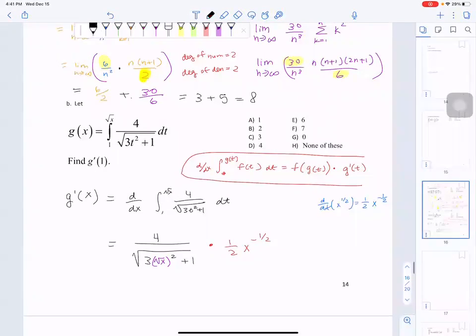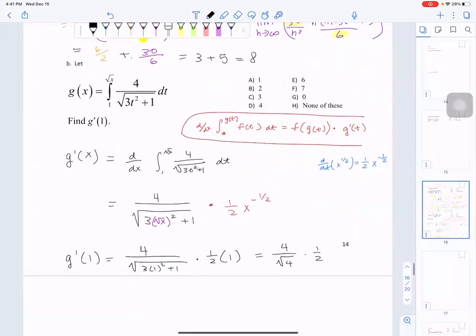Now, what was the question asking for? It was asking for g prime of 1. So let's plug in numbers. We get 4 over square root of 3 times 1 plus 1, times 1/2 times 1, which is 4 over square root of 4, times 1/2, or 4 over 2 times 1/2, which is 1. So the correct answer is A.